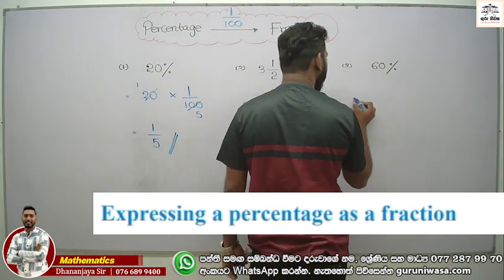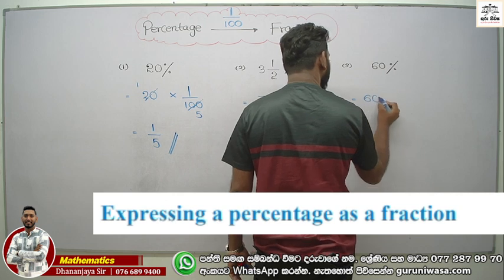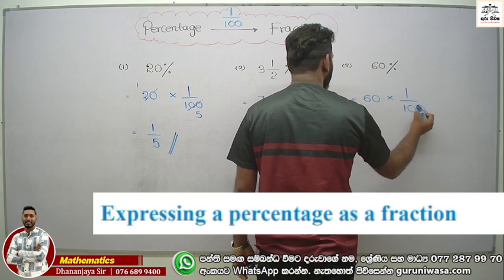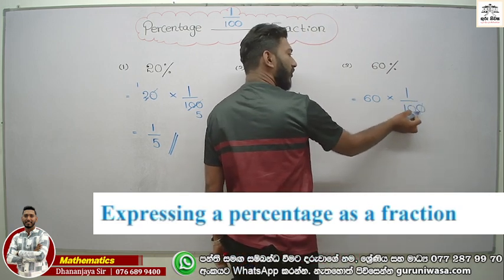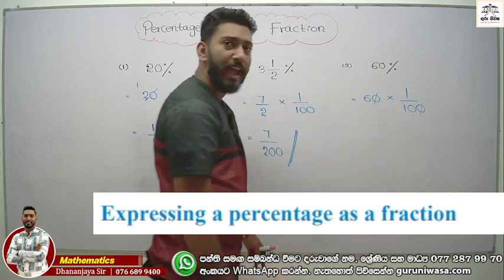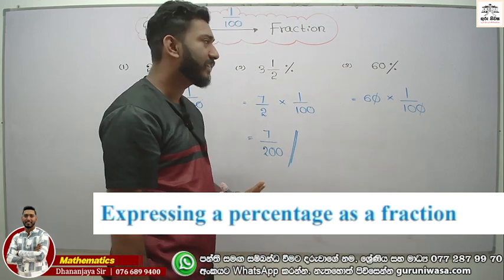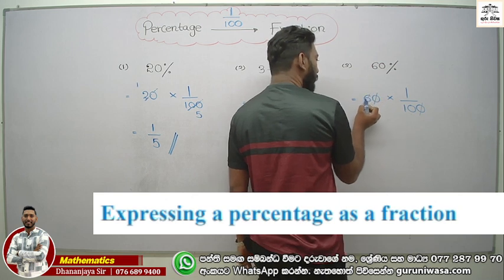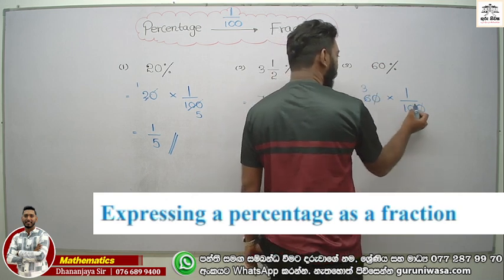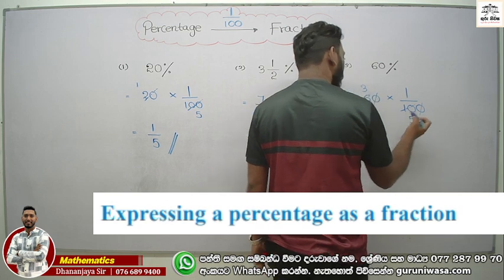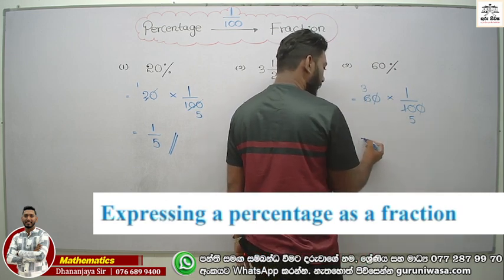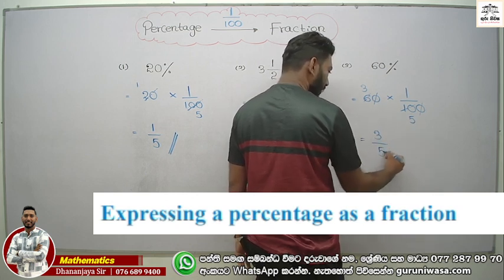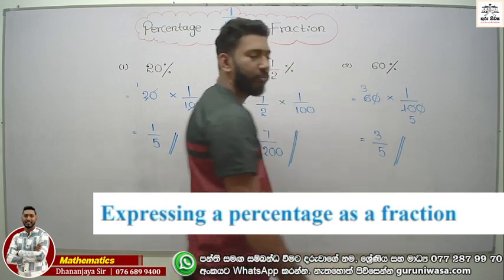Now, this one is 60%. 60, you need to multiply by the 1 over 100. And you know, this one, 0 and 0, we can simplify as well as 6 and 10. 6 and 10, you can simplify with number 2. Now, 2 times 3 as well as 2 times 5. Now answer becomes 3 times 1, it becomes a 3. Now here is a 5. Now 3 over 5.